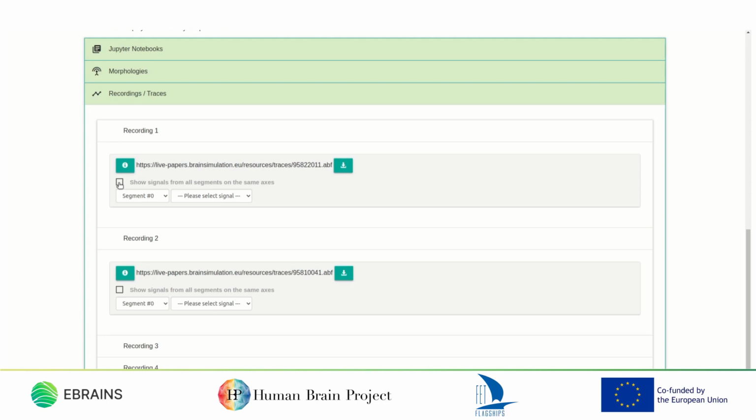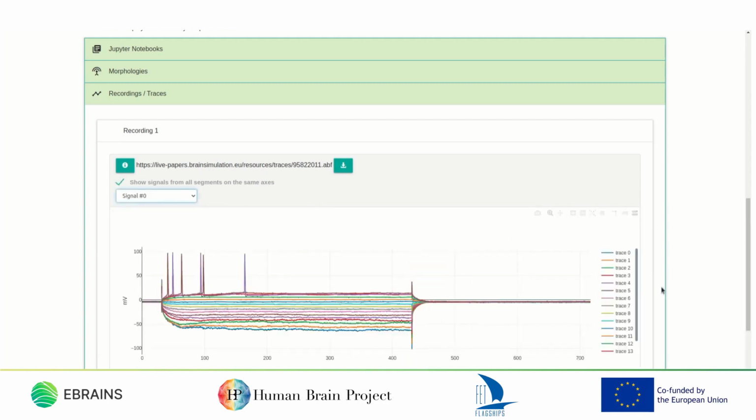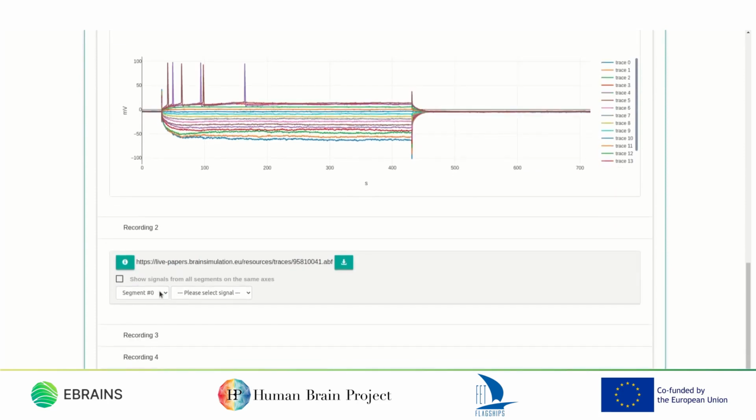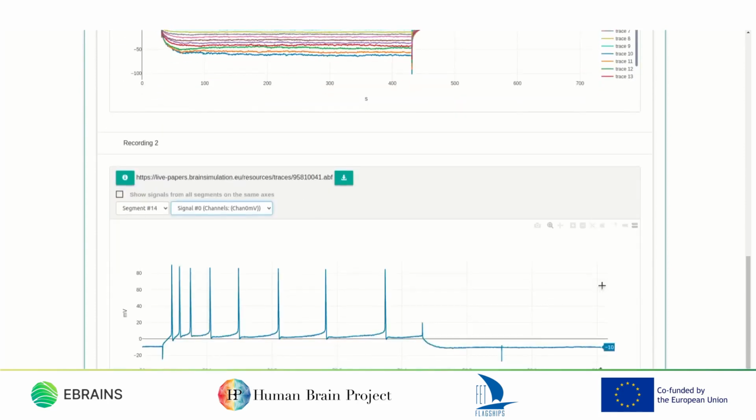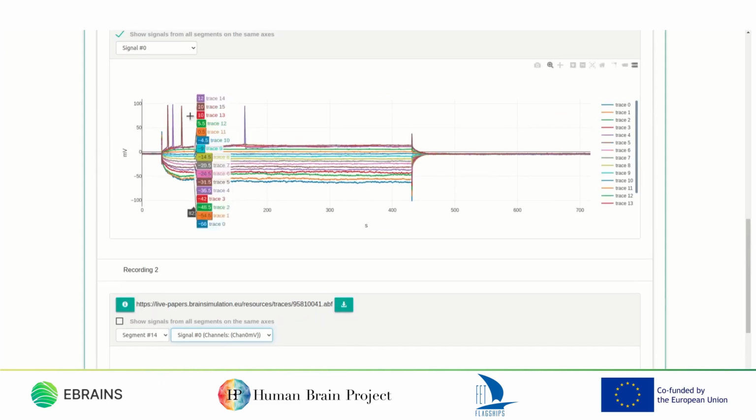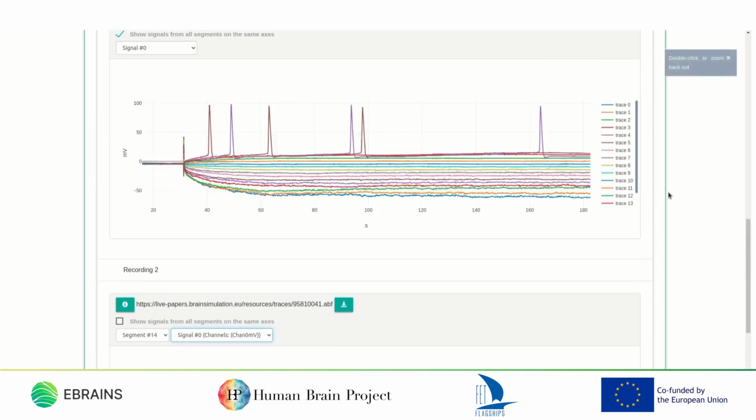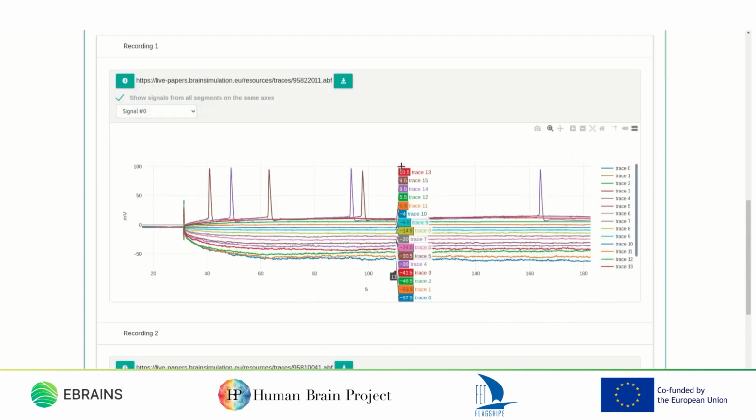We can request for all the signals to be displayed simultaneously, or view them one at a time. Users can zoom in or pan to different regions of interest. There's also the option to download the file using the download button here.